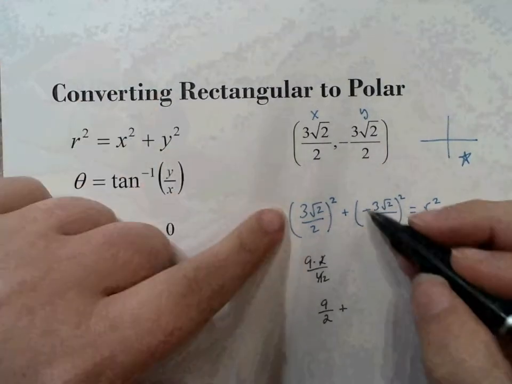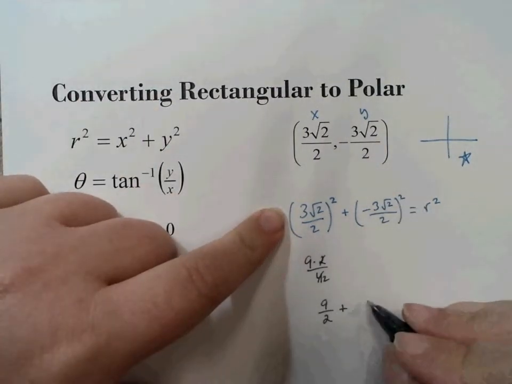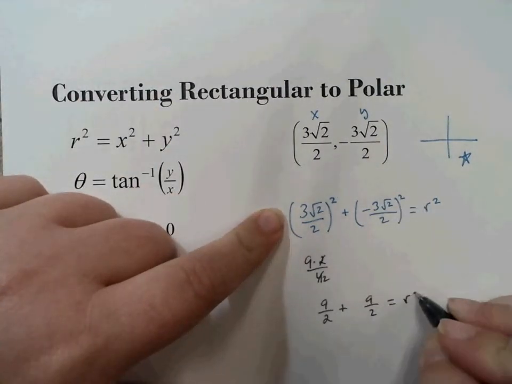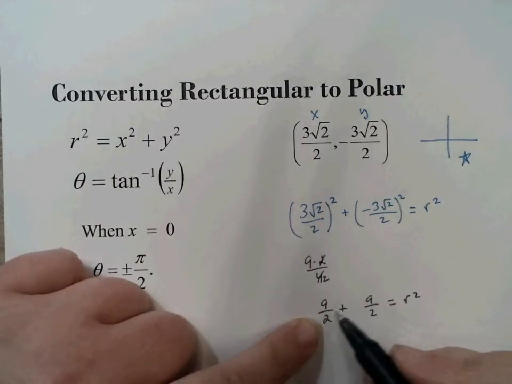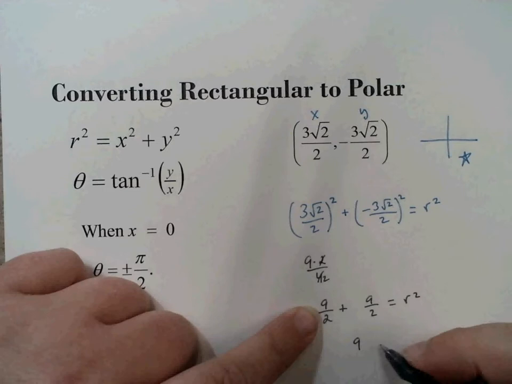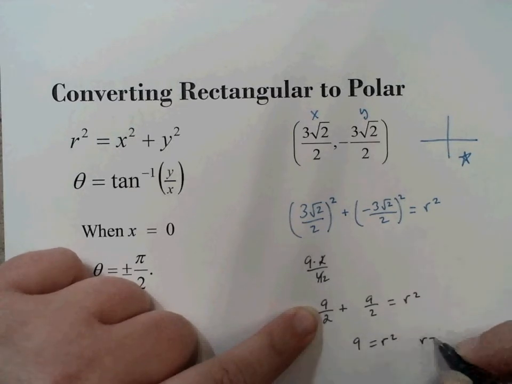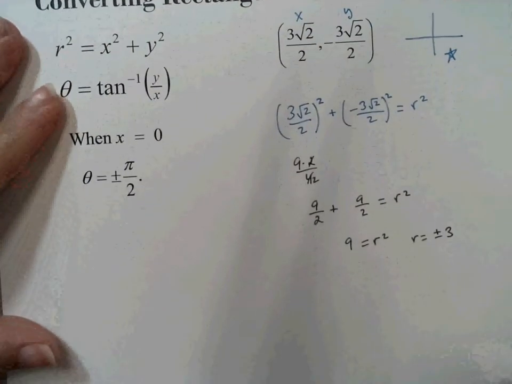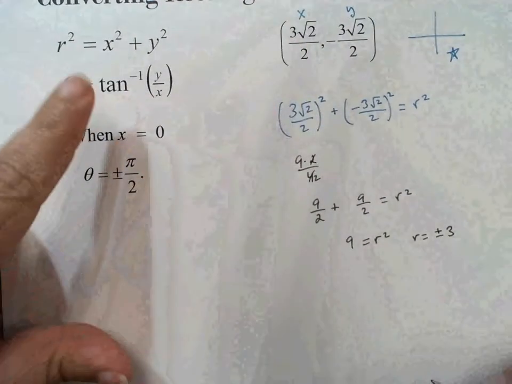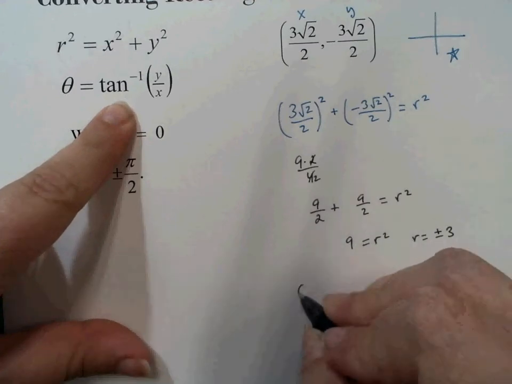Plus. This is the exact same thing, only it's negative, but a negative squared is positive, so it would be 9 halves again. Which means a half 9 plus another half 9 is 9. Or you could say this is 18 halves, and that is 9. Which means r could be either plus or minus 3. So we're going to keep that in mind, right? And then we're going to go with finding theta.